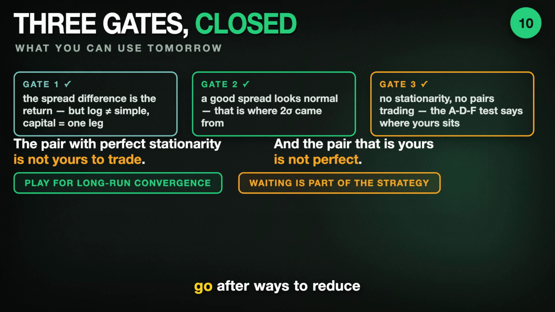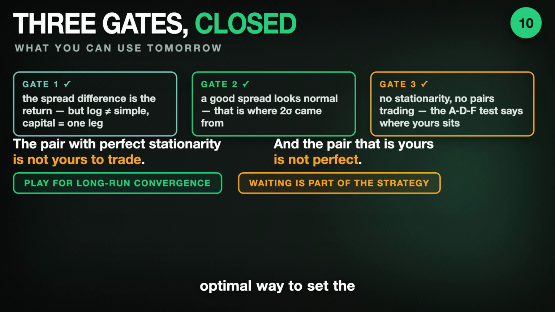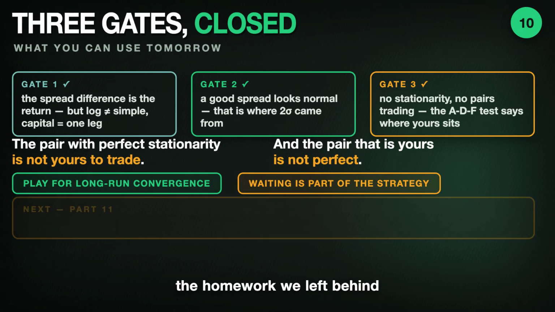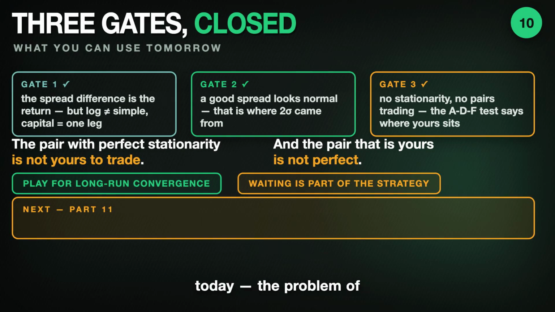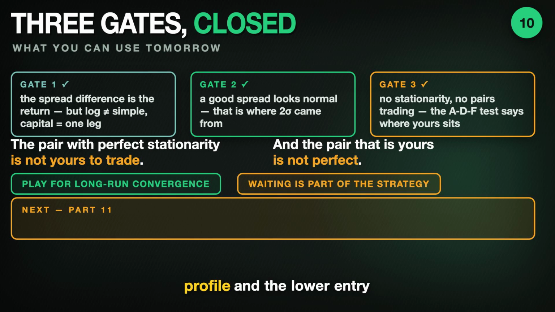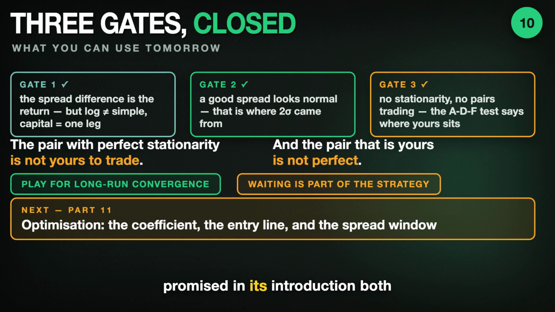Next episode, we go after ways to reduce that price. What is the optimal way to set the cointegration coefficient? Where do you draw the entry line so expected profit is highest? And the homework we left behind today. The problem of an equilibrium point that keeps moving. That one is called the spread window. The profit profile and the lower entry bound that the advanced series promised in its introduction both arrive there.